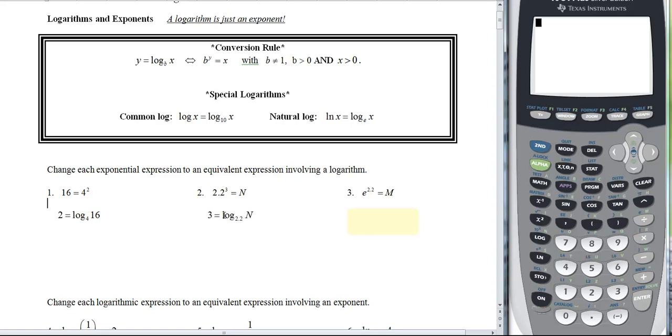Exponent equals log, my number, my base. So base goes base, exponent is what a logarithm equals. Try this one.